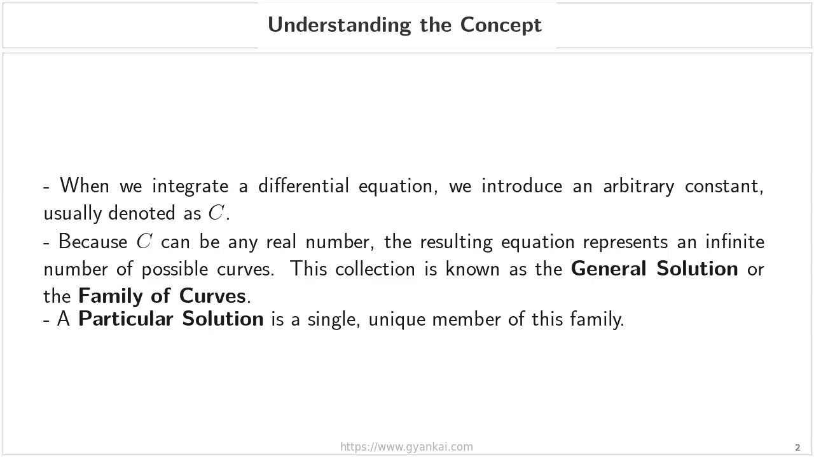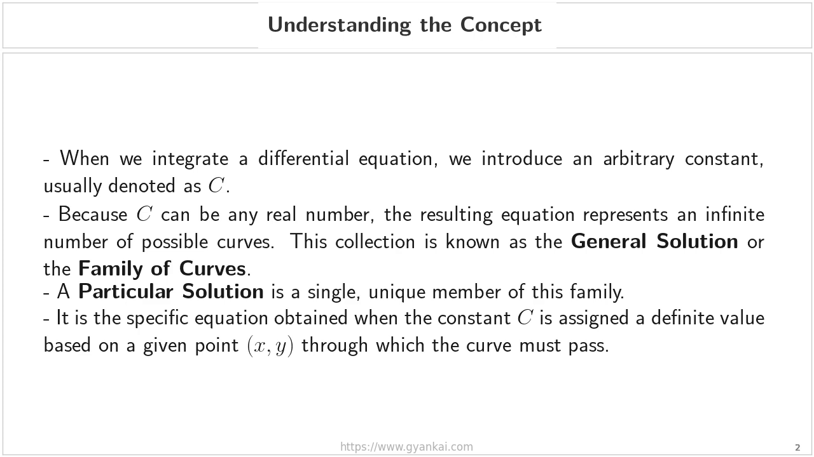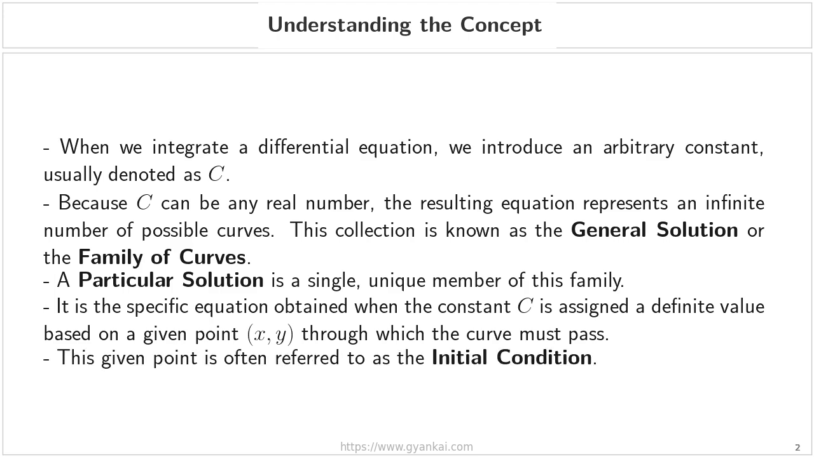However, as we'll see in the next few slides, we aren't always interested in the entire family. Often, we need to pick out just one specific, unique member from that group. This is what we call a particular solution. So, how do we narrow it down? We do this by assigning a definite, fixed value to that constant C. We find this value by using a specific point, which we denote as (x, y), that the curve is required to pass through. In many problems, this specific point is provided to us as a starting requirement, and in the context of differential equations, we formally refer to this given point as the initial condition.